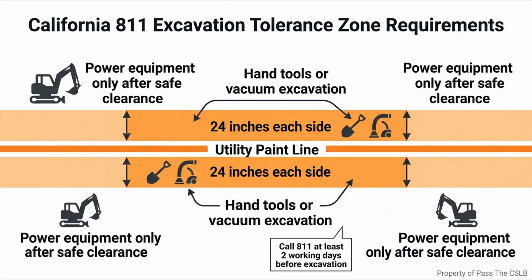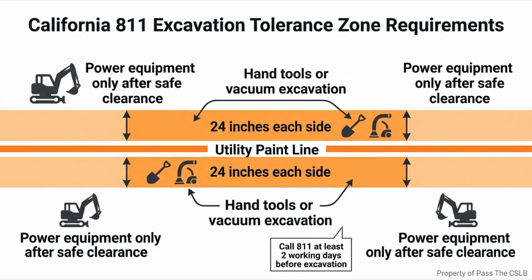24 inches each side of the mark. Hand tools or vacuum excavation before the iron teeth of a trencher, backhoe, auger, or boring equipment get near the utility. This rule has a practical reason. Locating technology is useful, but it is not magic.